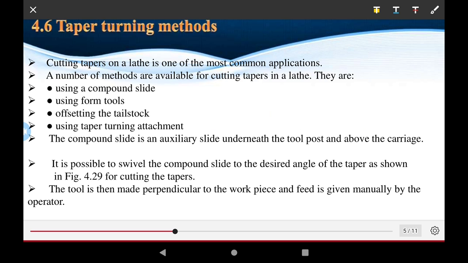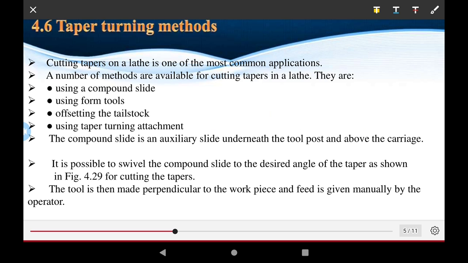The taper turning operation is also performed on lathe machines. These are the methods used in the taper turning operation. The first method uses the compound slide.